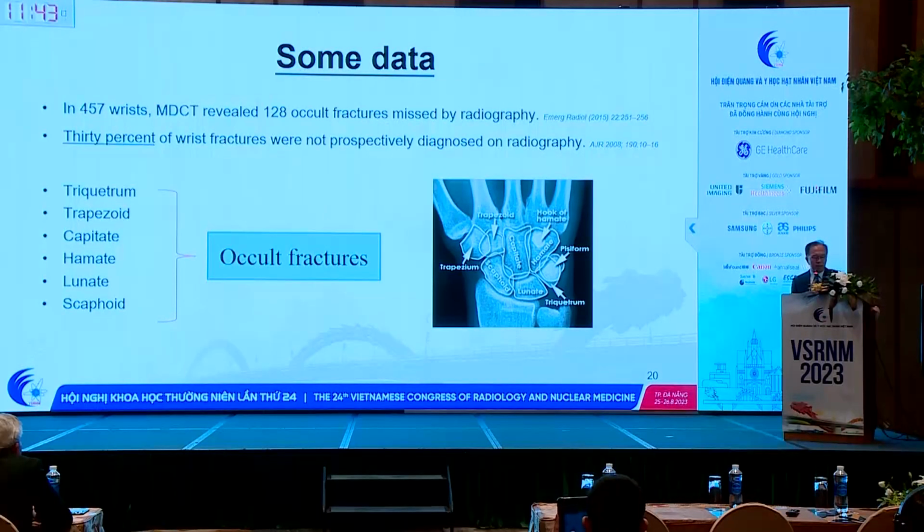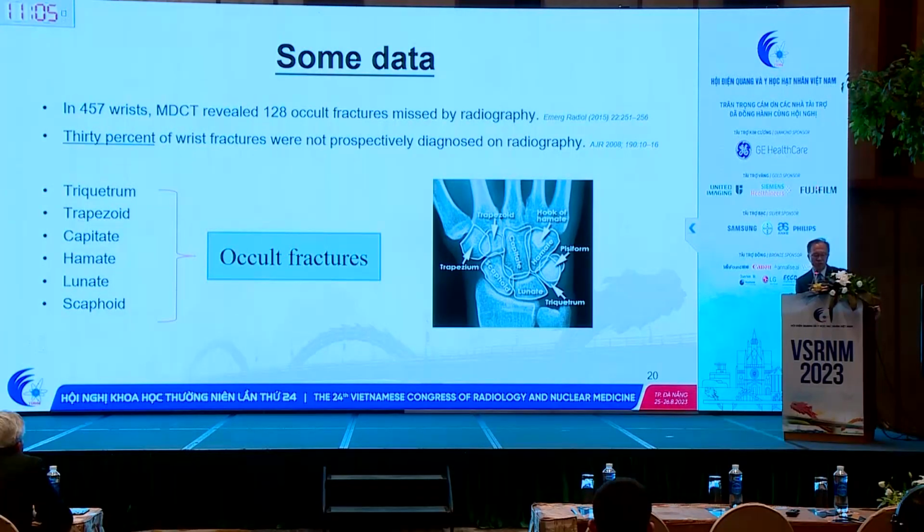So some data. In 2015 and 2008, we can see the population of CT scans can identify more fractures as compared to radiographs. Of course, the reason is there are 4 bones overlapping on the AP view. As we indicated, the trapezium and the trapezoid are overlapping each other. The hamate, the pisiform and the triquetrum, these 5 bones are overlapping each other. So even the scaphoid bone is not fully depicted on the AP radiograph. So these are occult fractures.